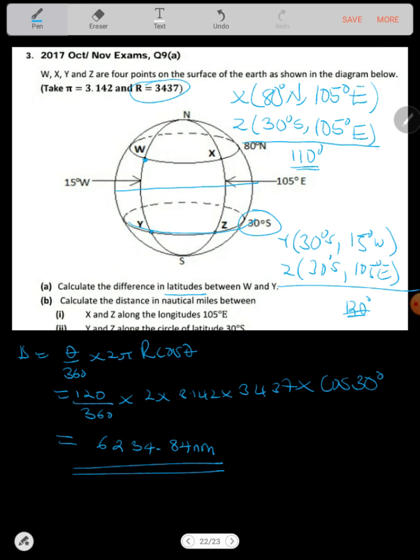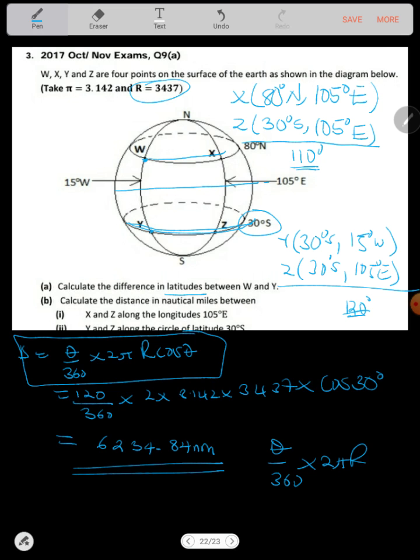So that's how it's different. As long as you're finding distance along the small circles, you use this formula. When you're finding distance in big circles, including the equator, you use theta over 360 times 2 pi r, just like that. Let's look at another example.